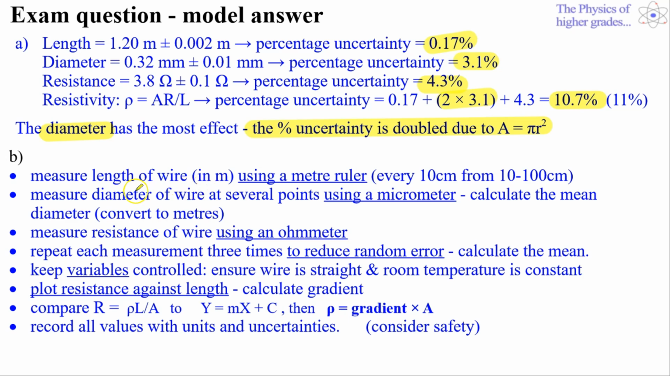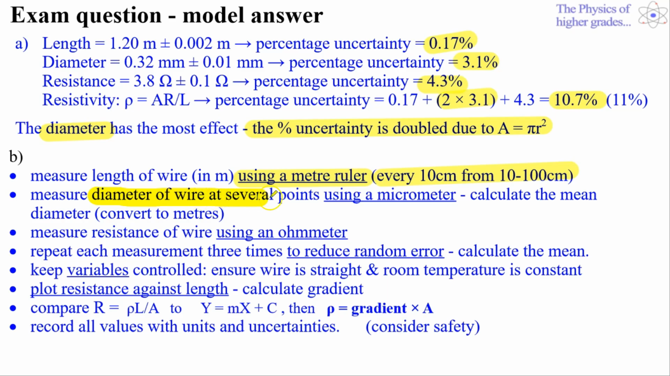For the practical investigation, so we've measured the length of the wire using a meter ruler. It's such an obvious thing to say because, well, what else would we use? We always use that, but by saying that, that could guarantee that mark or maybe even get an extra mark. And we've identified the range and the increment. So from 10 to 100 centimeters every 10 centimeters. So it's very, very specific.